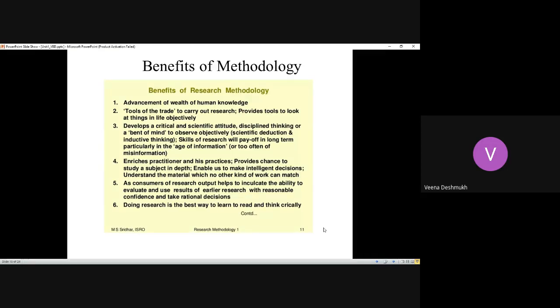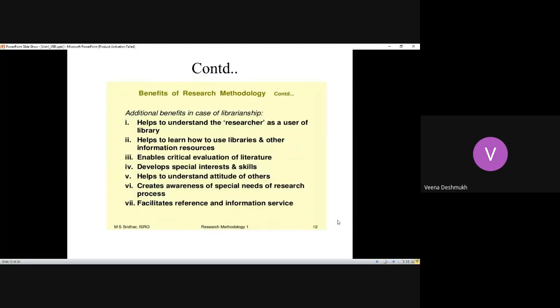Actually, this I have taken from the internet, the lecture given by one ISRO person, Mr. M.S. Sridhar. So, a lot of benefits he has explained, and these are available on the web.